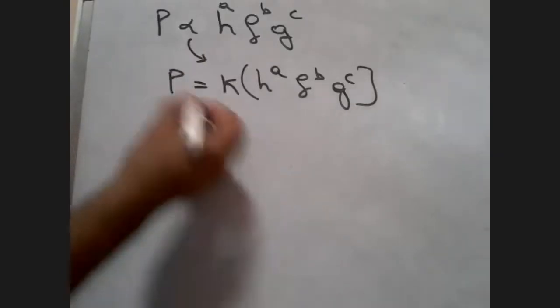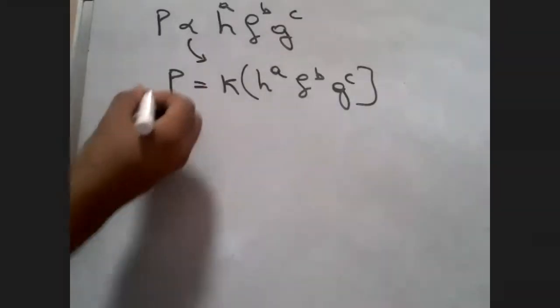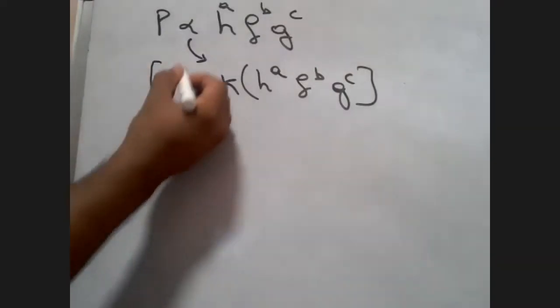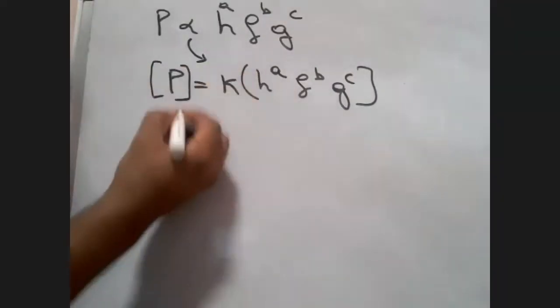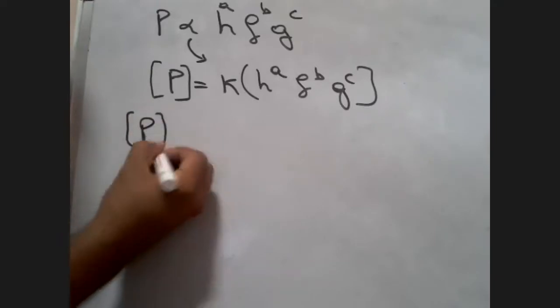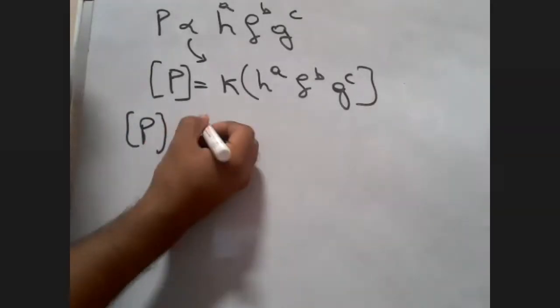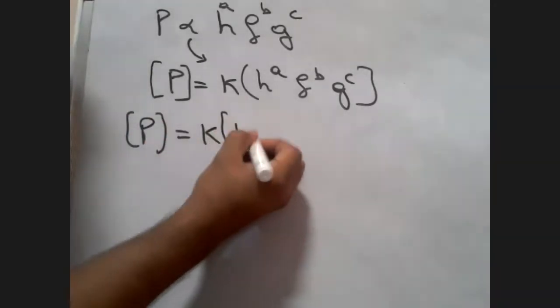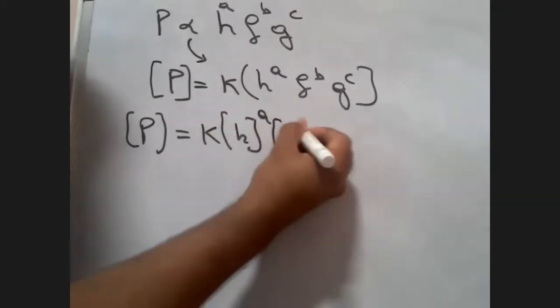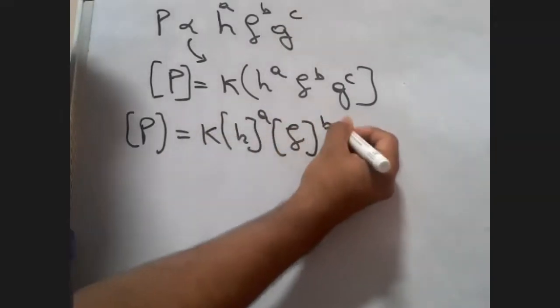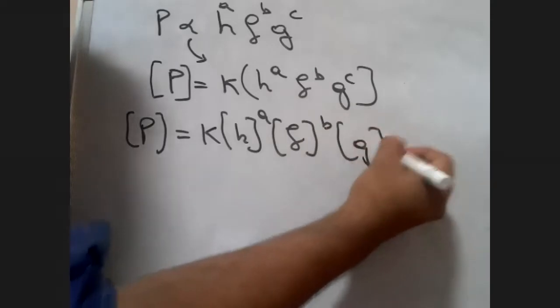Now look here. Now we have to remove the dimensions, isn't it? Let's try to remove the dimensions. So the first thing is we'll put this into a bracket. Since there is no space, I will write here: P is equal to K times dimension of H raised to A, density raised to B, and gravity raised to C. These are my dimensions.